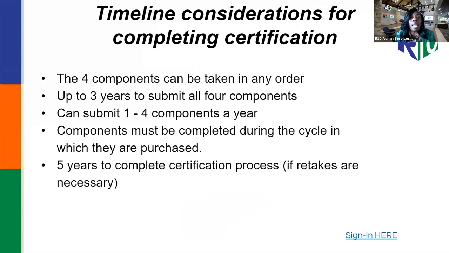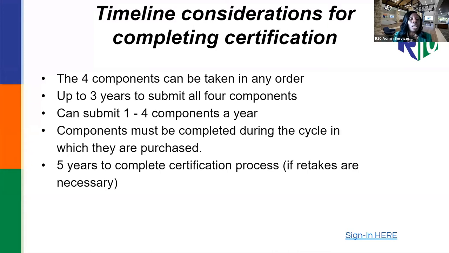So the timeline considerations for completing certification, as I mentioned to you earlier: there are four components. They can be taken in any order, but in our cohort, we tend to follow a structure that we think works well. We start with components one and two, and then in the second year, we will do components three and four. You have to have all four components submitted by the third year of your National Board certification process. You can, however, submit all four in one year if you choose to do so.